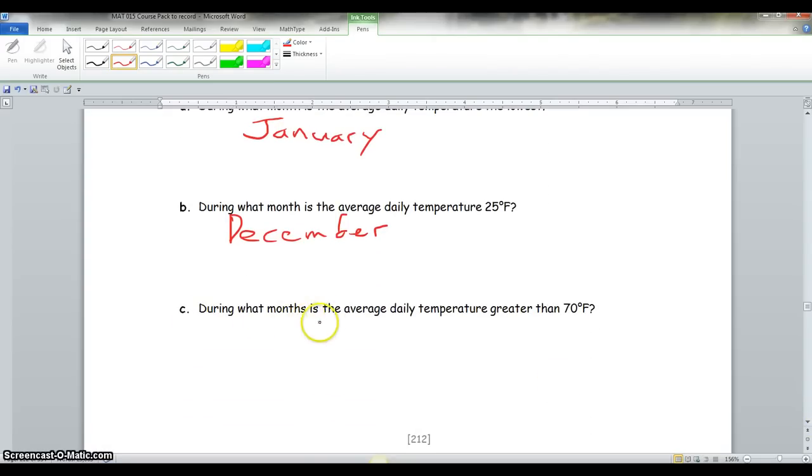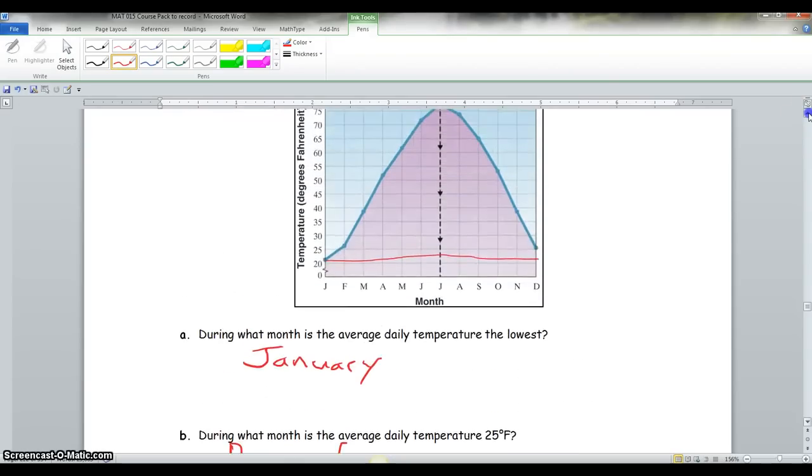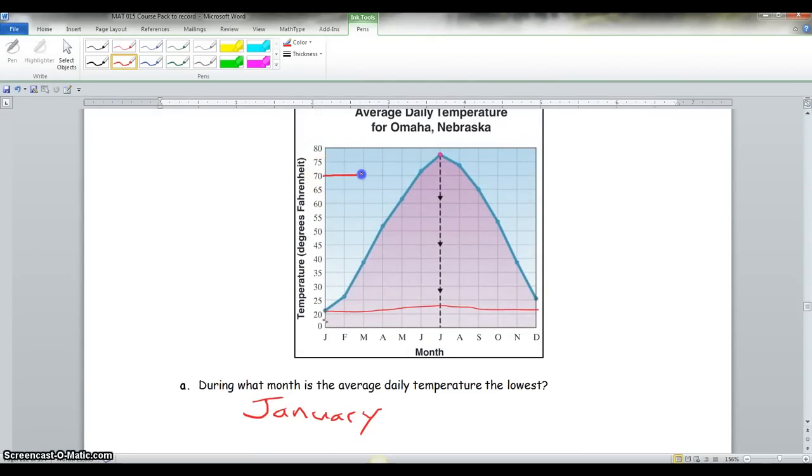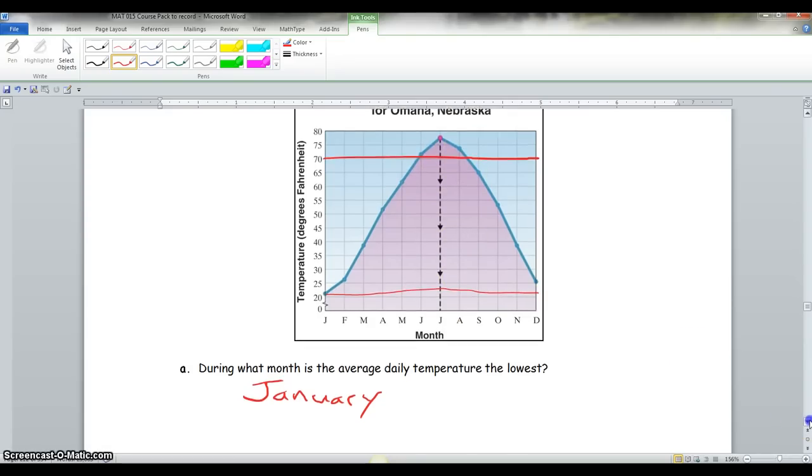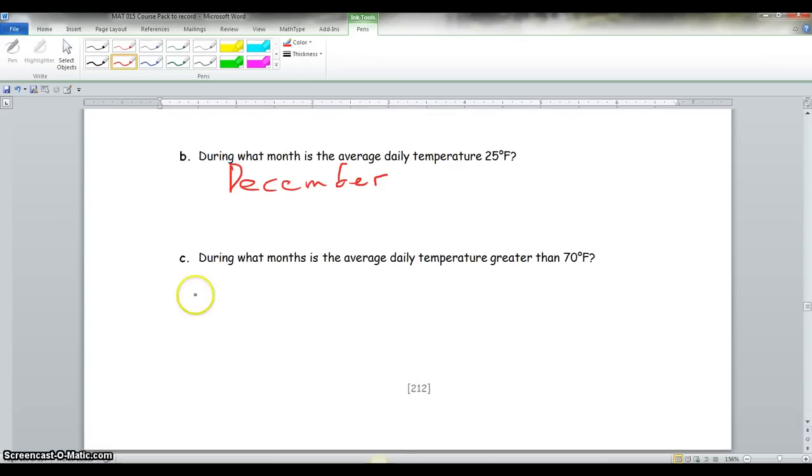Now it says during what months is the average daily temperature greater than 70 degrees Fahrenheit? So we'll go here. What you could do is just draw this line straight across. Now this is 70 degrees Fahrenheit. So we're looking for the months that are above this line. We have June, July, and also August. So June, July, and August are summer months.